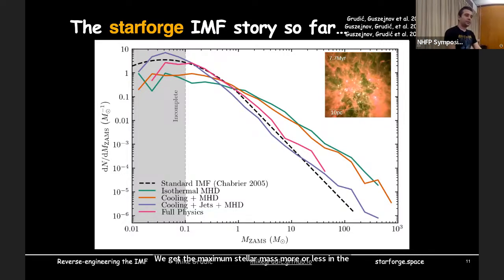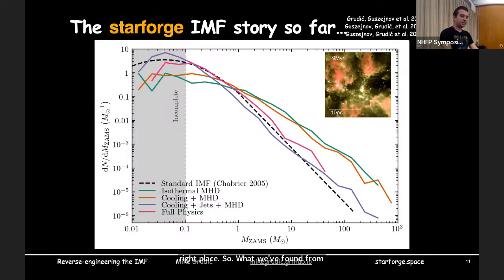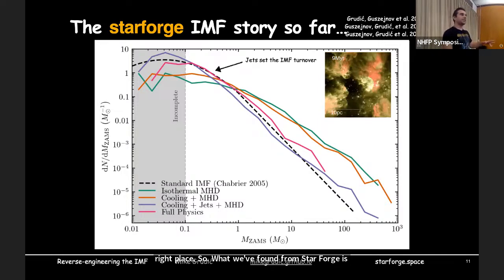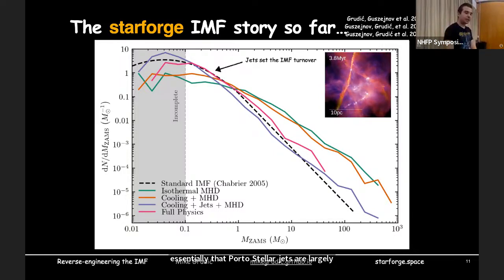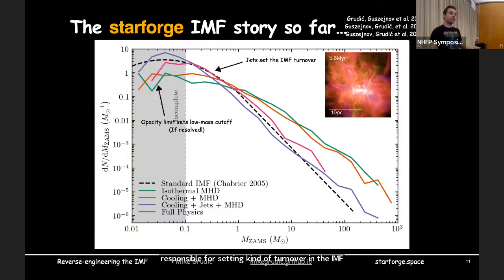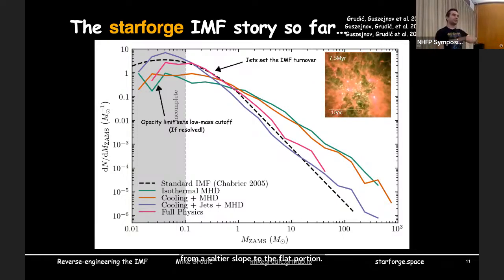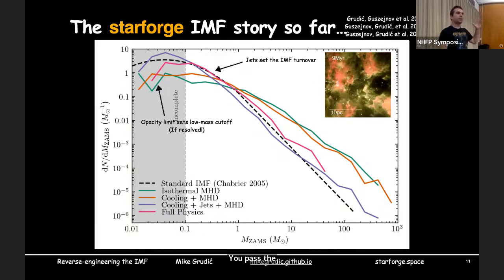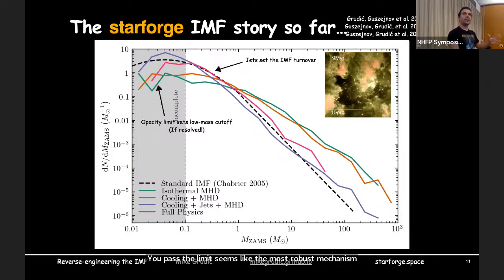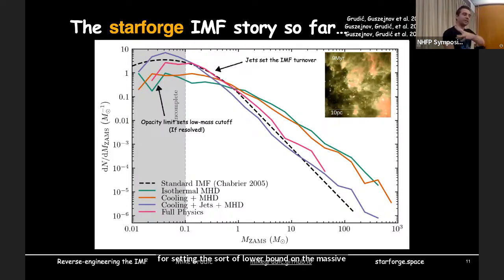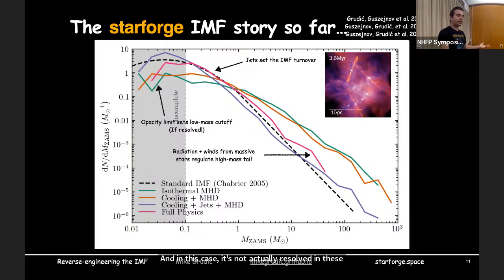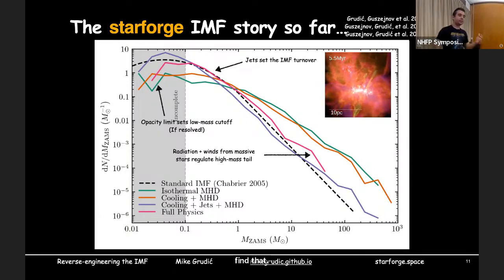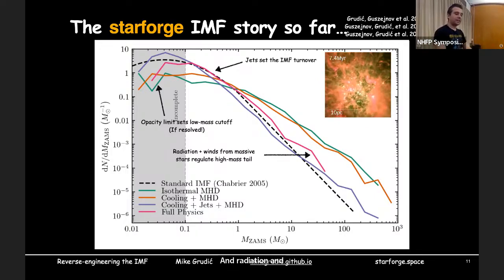So what we've found from StarForge is essentially that protostellar jets are largely responsible for setting the kind of turnover in the IMF from the Salpeter slope to the flat portion. The opacity limit seems like the most robust mechanism for setting the sort of lower bound on the massive stars that you can form. In this case, it's not actually resolved in these simulations, but in higher resolution simulations, we find that. And radiation and winds from massive stars regulate the high mass tail.